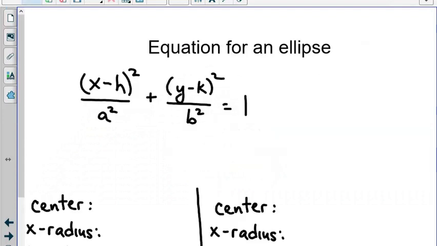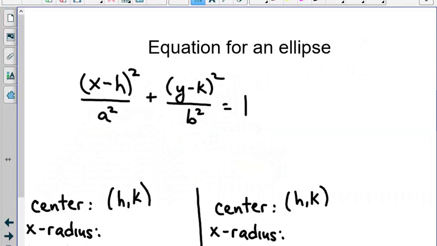So that's our definition of an ellipse. The equation of an ellipse is x minus h squared over a squared plus y minus k squared over b squared equals 1. So let's talk about what each of these parts means. Obviously, we should notice the center is very similar to what it was in a circle. So the center is h comma k, and you'll see why I have two different forms of this in a second.